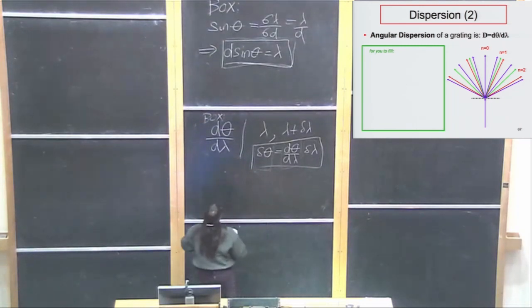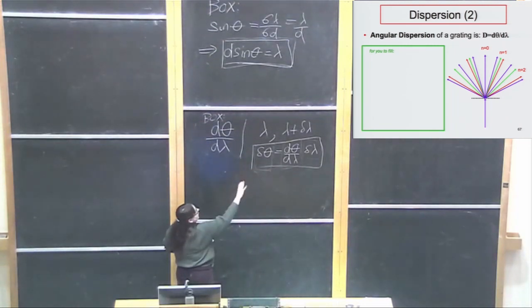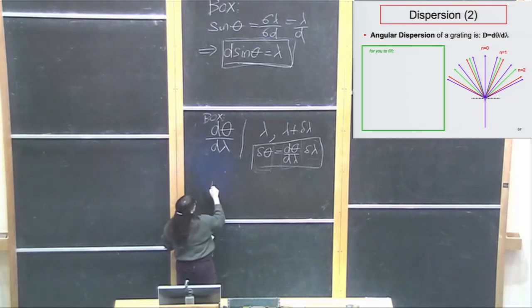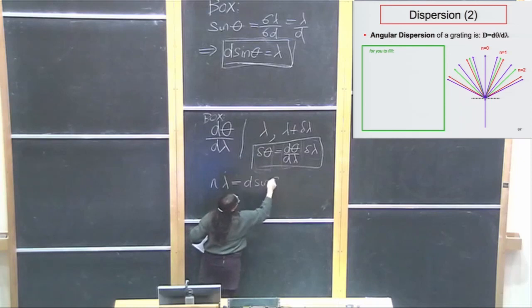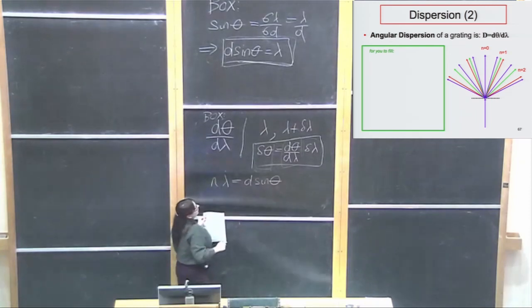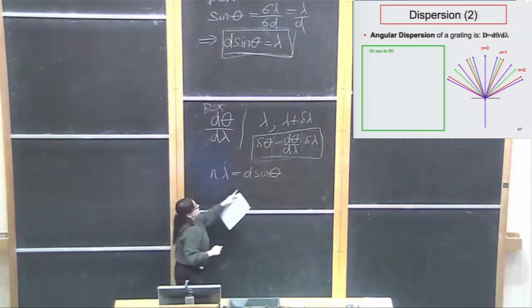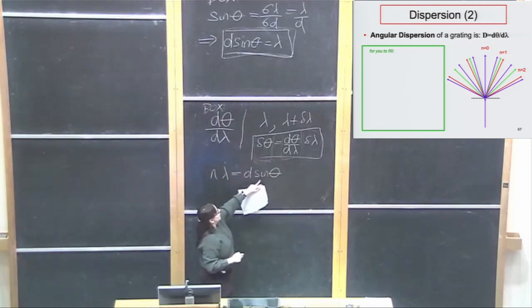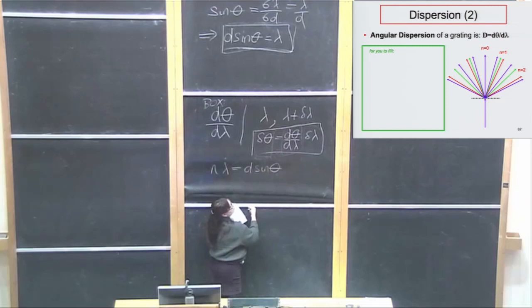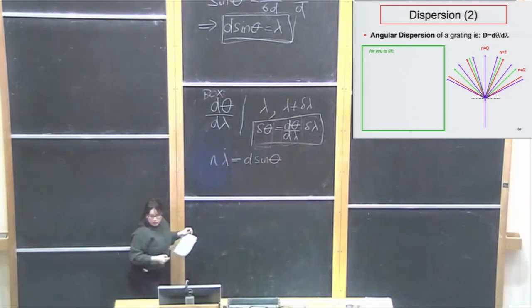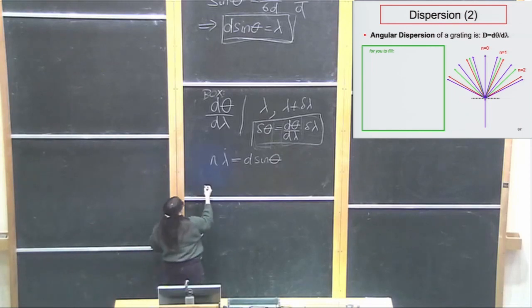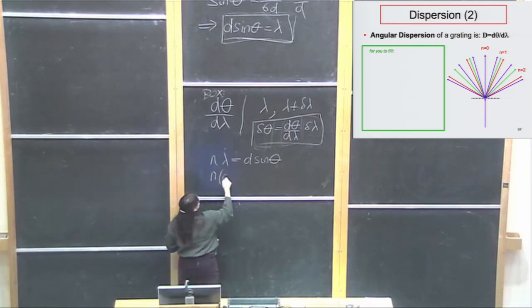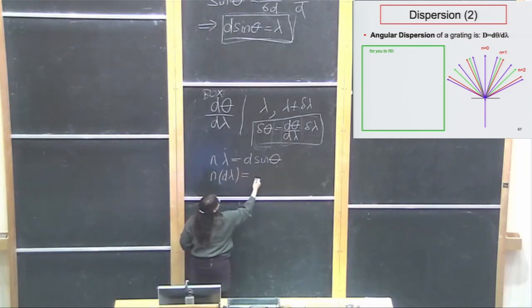Okay, so let's figure out dθ/dλ, this angular dispersion. We're going to start from our grating equation. Now I could, if I wanted to, just rearrange this to get theta in terms of lambda and actually do the differentiation. And some of you will know the derivative of inverse sine, but I'm not going to bother to do that. I'm going to do implicit differentiation instead, because it's usually easier.